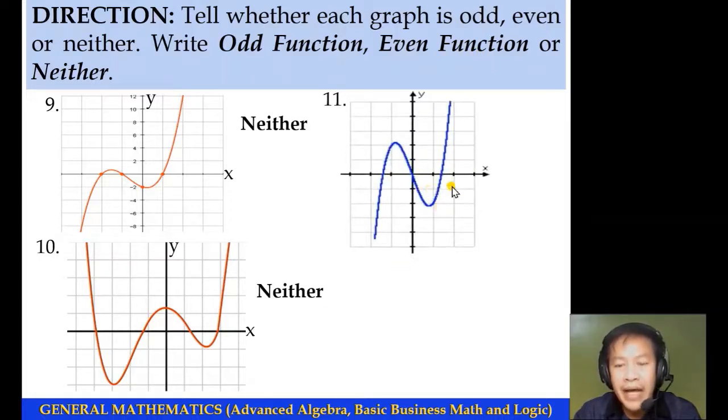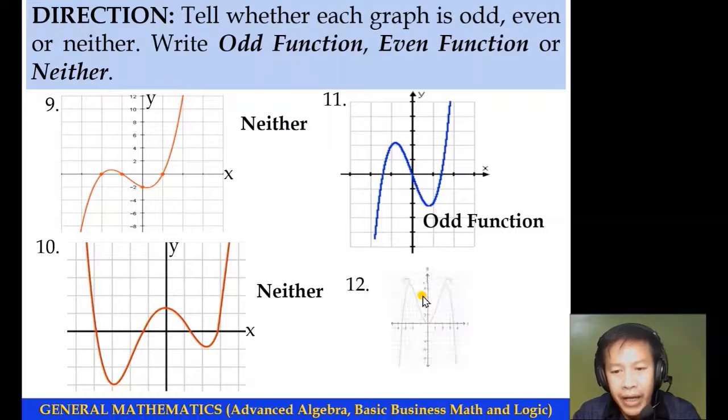Number 11, and this is a graph of a cubic function in which we have two turning points. This graph is passing through the origin and it is symmetric with respect to the origin because this curve is symmetric with this curve. That is why this is an example of an odd function.